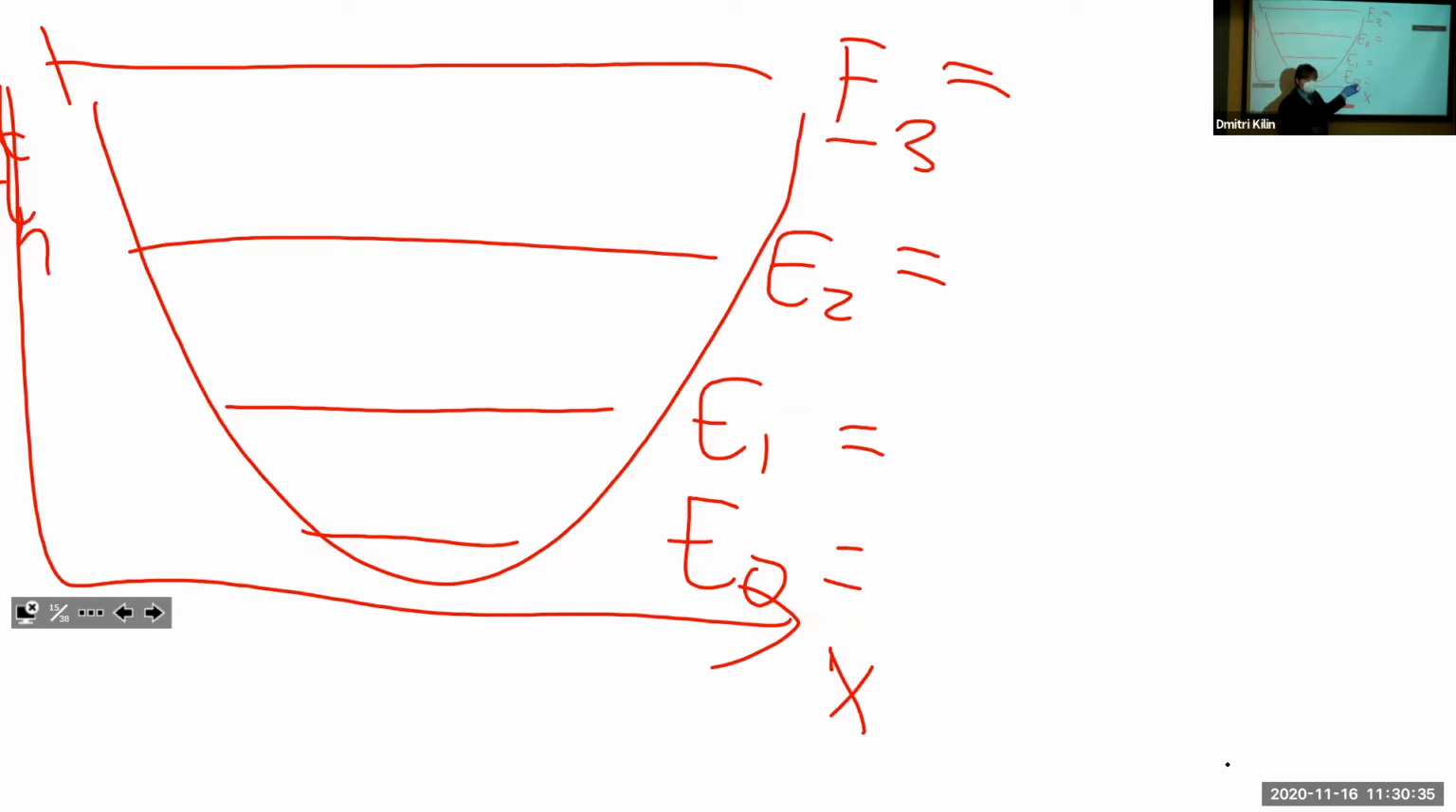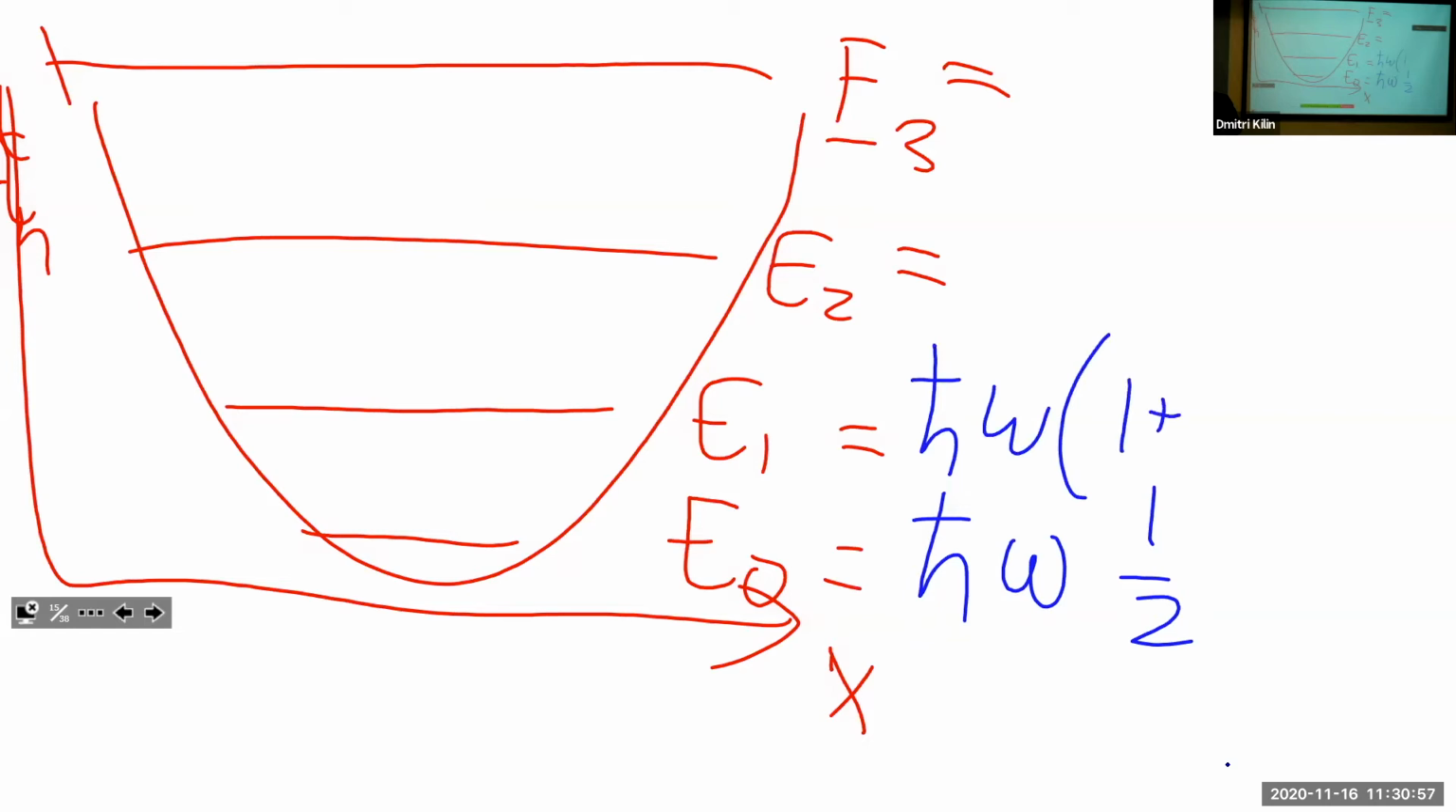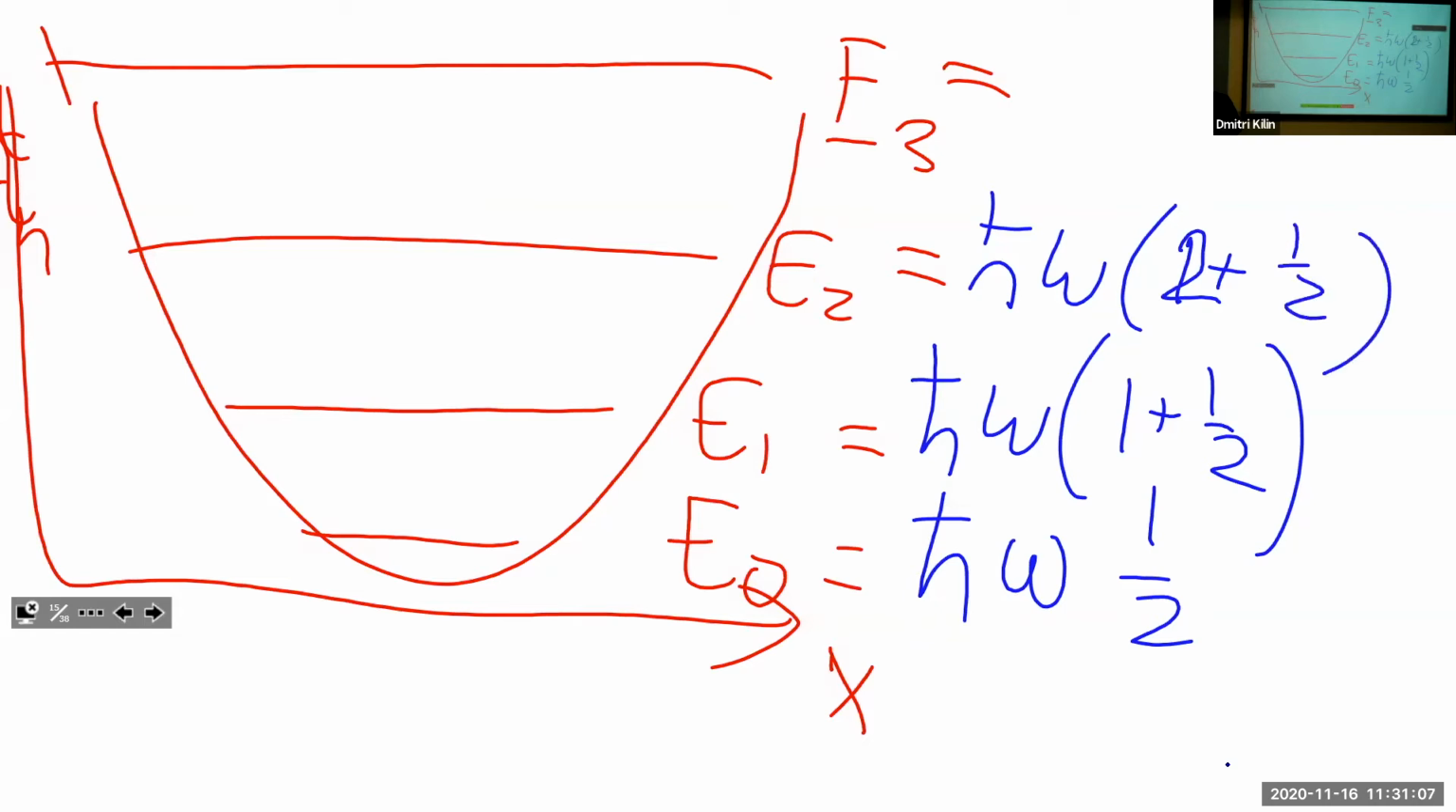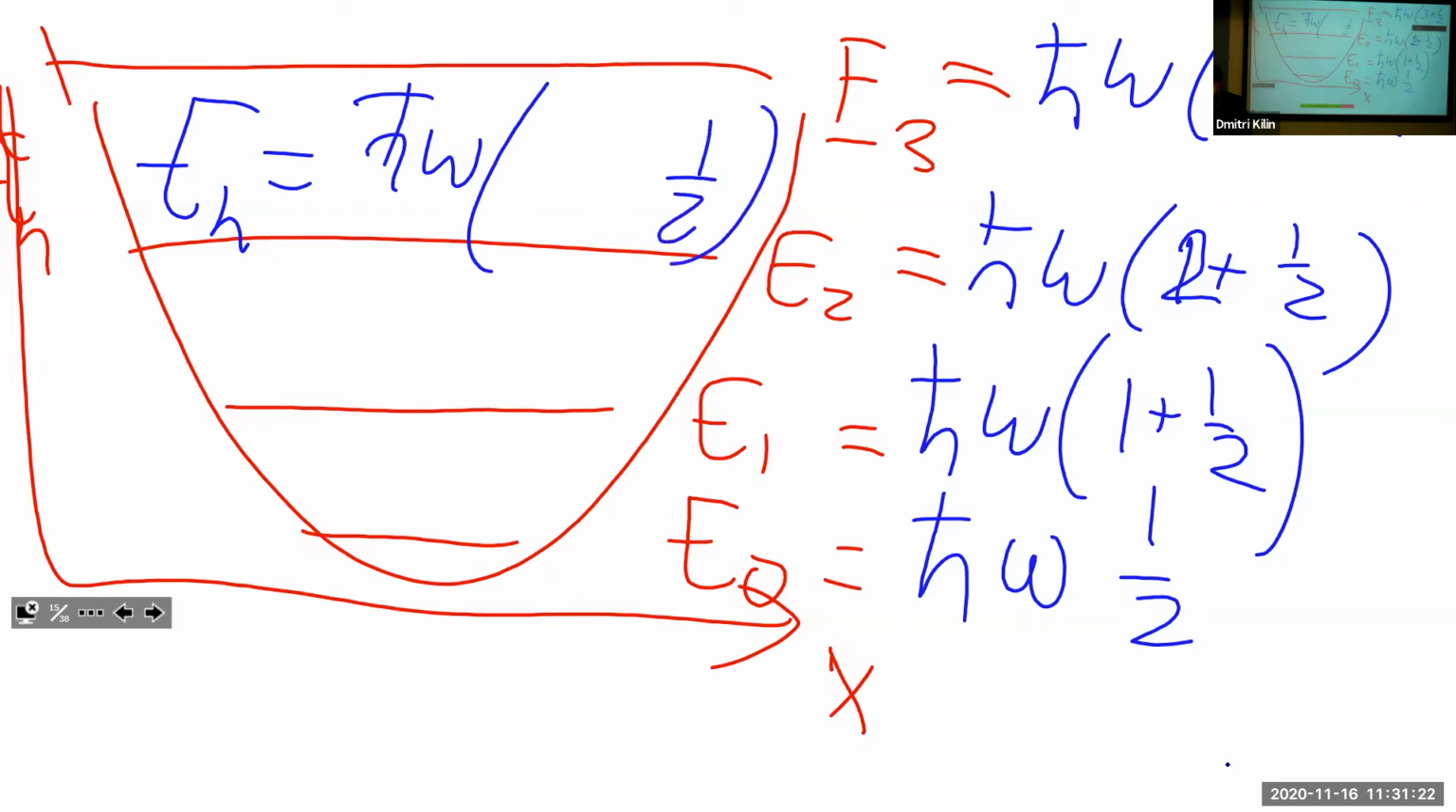First question, E naught, is it 0 or below 0 or above 0? h bar omega times 1/2. Thank you. Then h bar omega times 1. So what about E1? h bar omega times 3/2. What about second? h bar omega times 5/2. h bar omega times 3 plus 1/2. So overall, number n comes here, right?